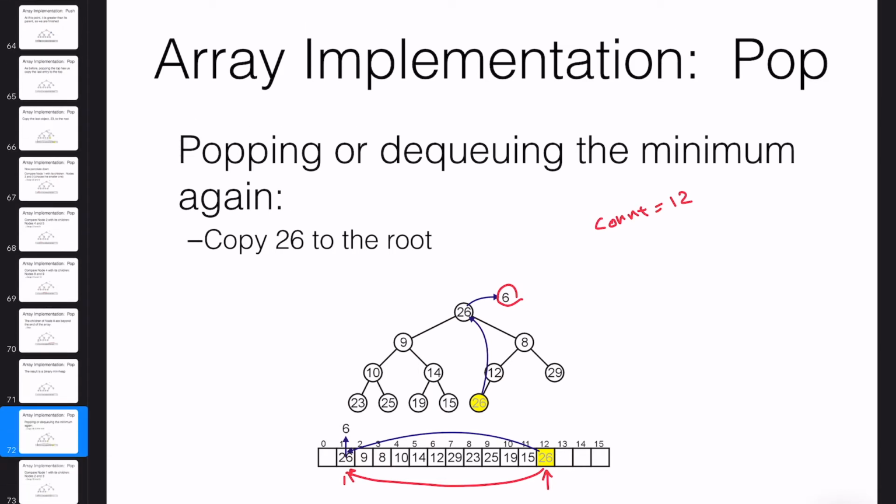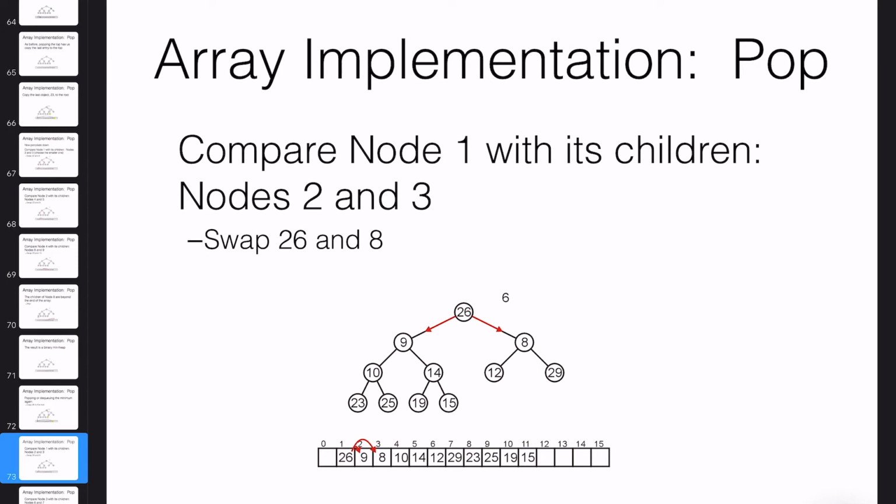Currently the index of the value is 1. I need to start percolating down. I need to compare the children, which are at index 2 and 3. Compare the values at index 2 and 3. Which one is smaller? The value at index 3 is smaller. So I have to swap 26, index 1, and index 3. So now the current index of 26 is index 3.